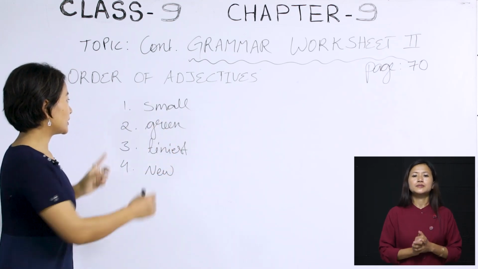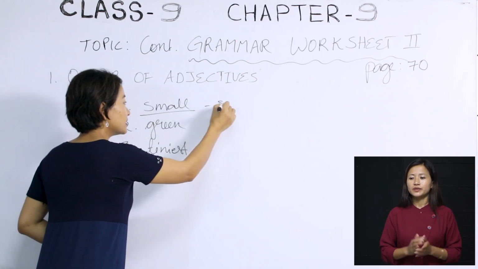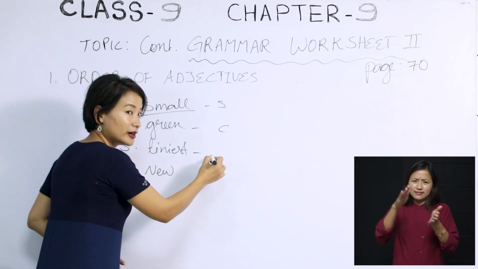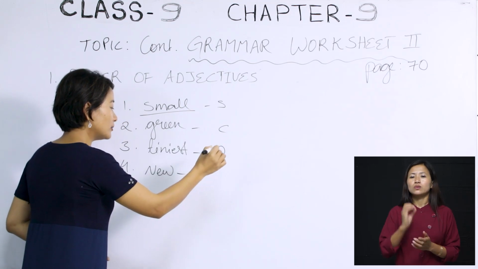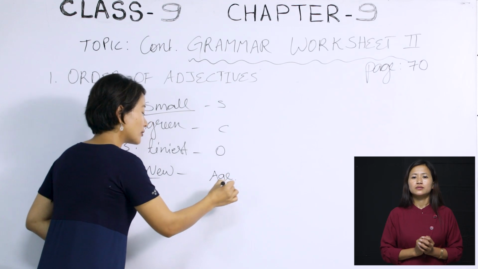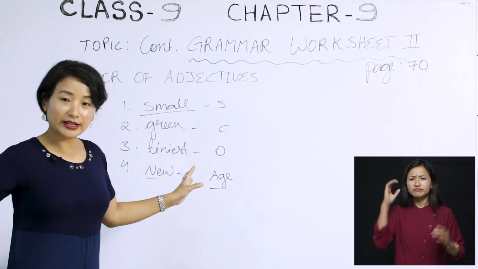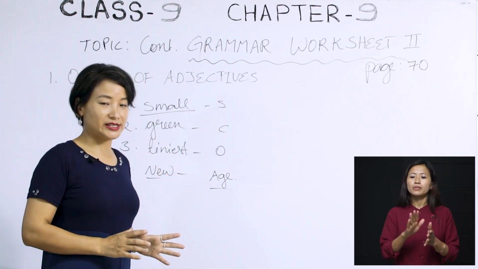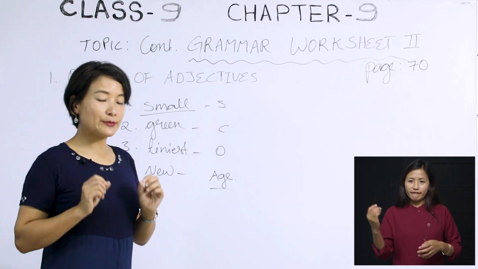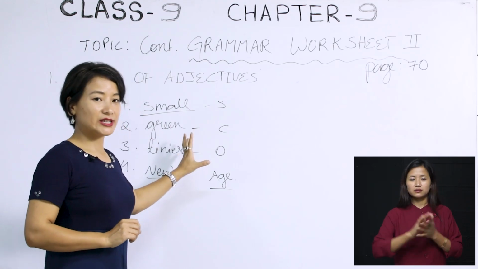Now, since small has to do with size, and green has to do with color, tiniest is the opinion here, and new, we can also put this under age or even opinion here. Now, this may confuse you a little bit, but this is when the exception to the rule happens here. What is the exception to the rule? There is no hard and fast rule. It depends on the speaker or the writer which one you want to put emphasis on.